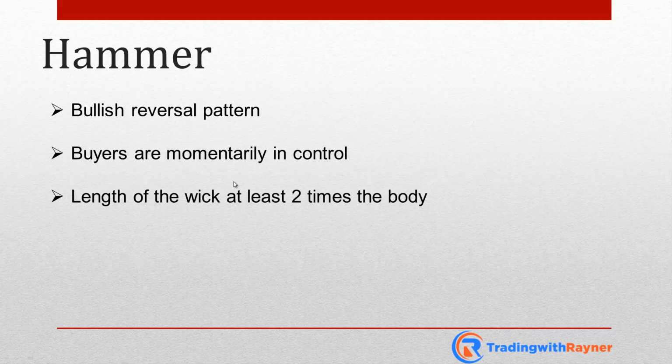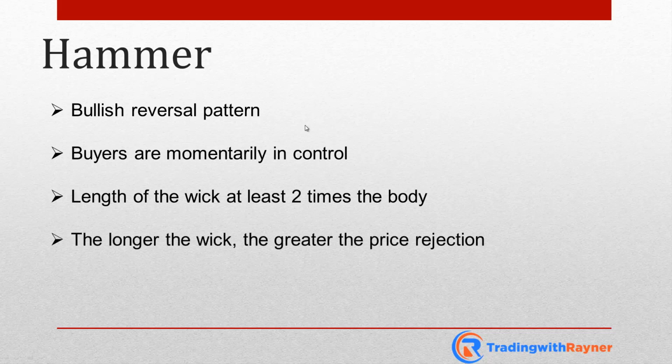Ideally, right, the length of the wick is at least 2 times the body. So how you want to define a hammer is that this is the body, this little rectangular shape, and this is the wick. So ideally, you want your wick to be at least 2 times the length of the body to classify it as a hammer. Sometimes you may have a pattern that looks like this, right? Then this is not really a hammer because the wick is too short. So you want it to be at least 2 times the length of the body.